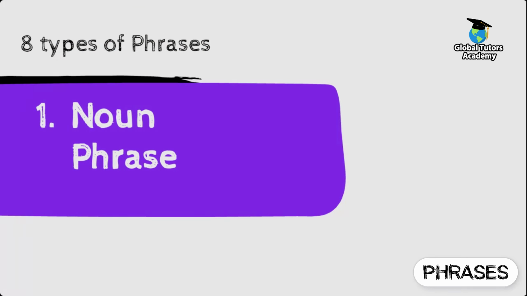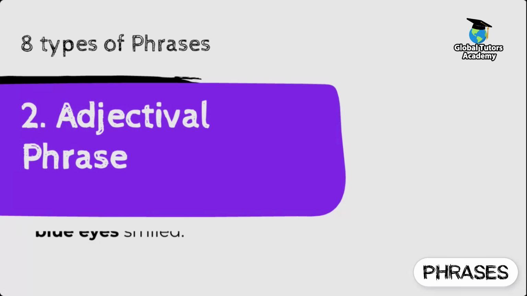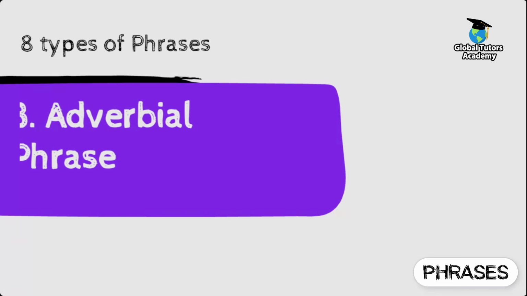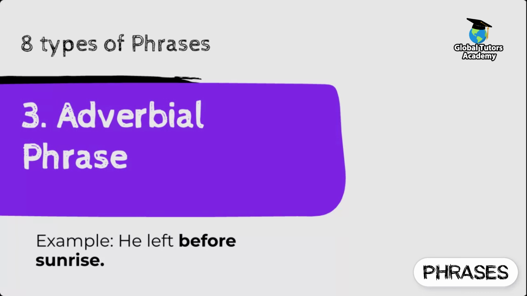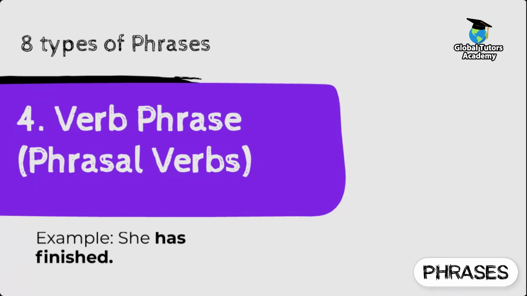1. Noun phrase. Example: the old man slept. 2. Adjectival phrase. Example: a girl with blue eyes smiled. 3. Adverbial phrase. Example: he left before sunrise. 4. Verb phrase, also called phrasal verbs.